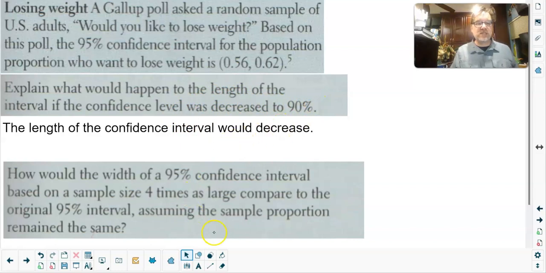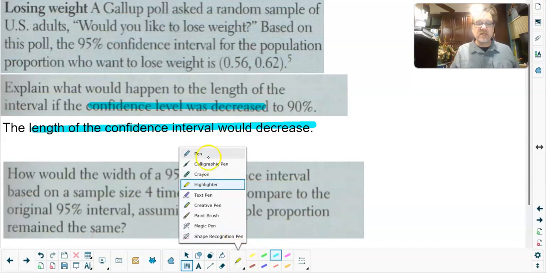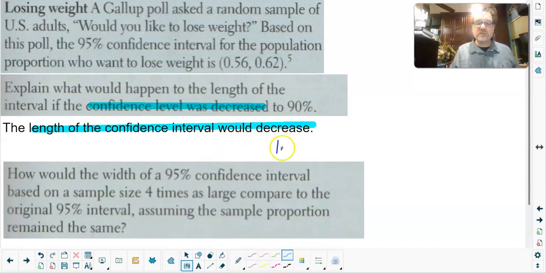So what would happen to the length of the interval if the confidence level was decreased to 95%? So when my confidence level is decreased, the length of the confidence interval is also going to decrease. And that lowers my margin of error.